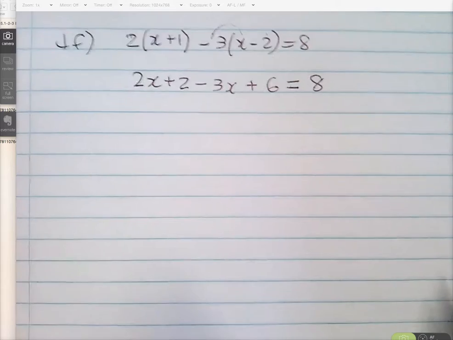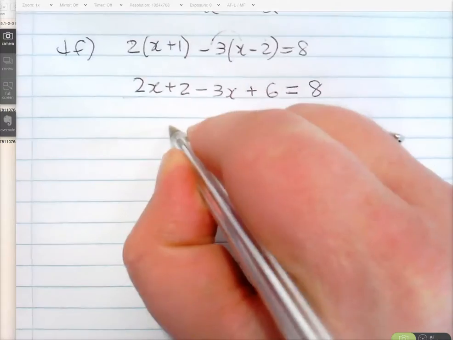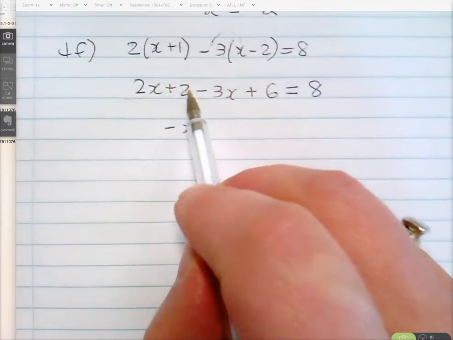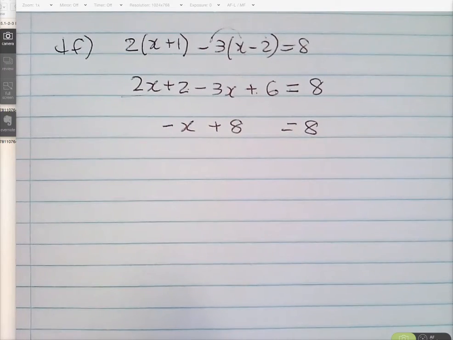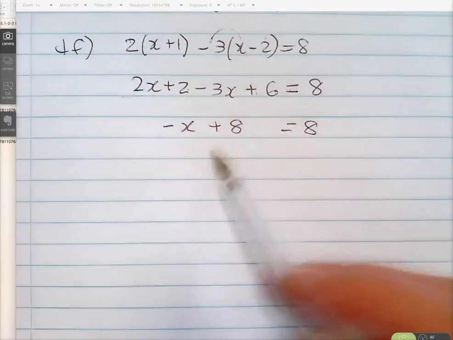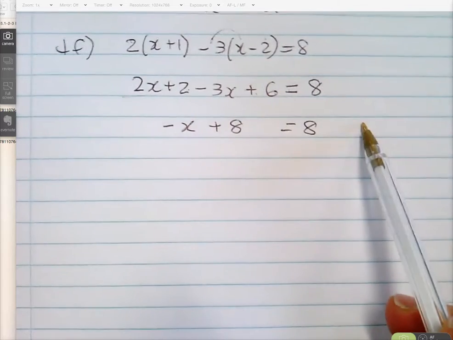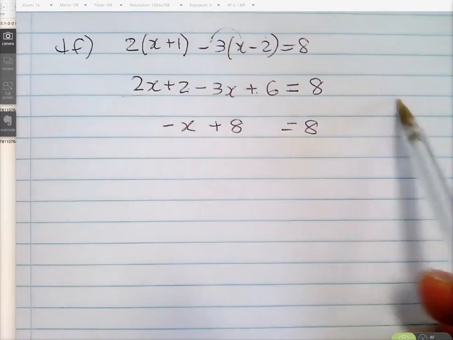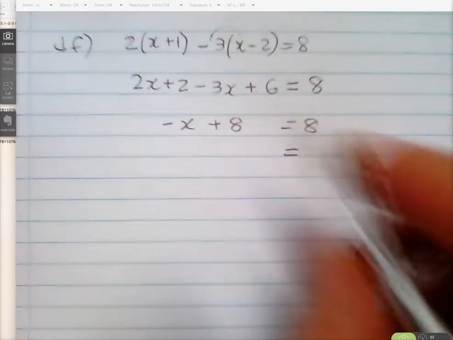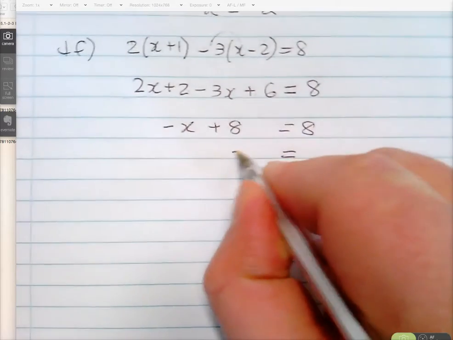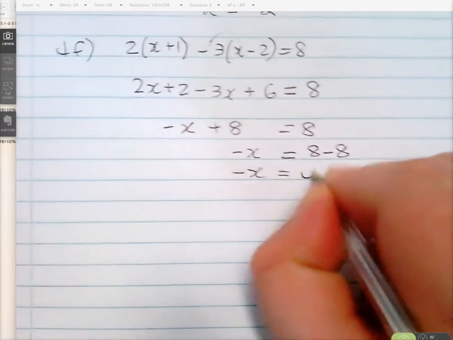Equals 8. Now we collect like terms on the left. 2x minus 3x is negative x, plus 2 plus 6 is plus 8. Now, girls, you know these 8s? You'll notice later, 8 and 8, when I take that to the other side, they end up cancelled, like you end up with 8 minus 8. But look, what do you want to do now, girls? If you want, you take that over there, you get negative x is 8 minus 8. I know this is negative x is 0.